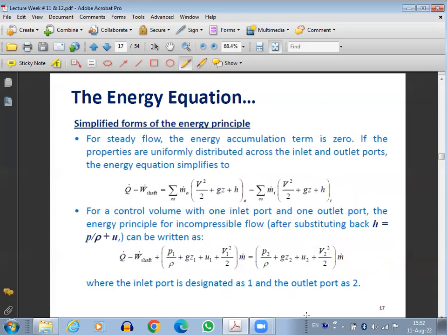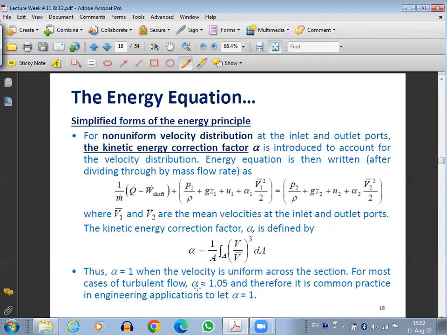So we can then write the equation in this format: Q dot minus W dot shaft equals the summation of all the mass flow rate going out into V square upon 2 plus GZ plus H, minus the summation of all the mass flow rate going in into V square upon 2 plus GZ plus H. If we have only a single inlet and single outlet, then this summation sign will be cancelled, and we are going to end up with this equation. So this is the case if we have steady flow and a single inlet and single outlet within the fluid flow.